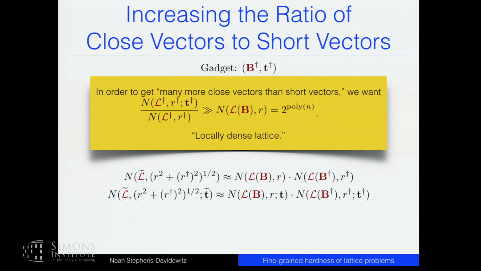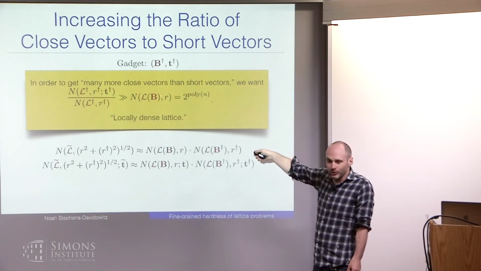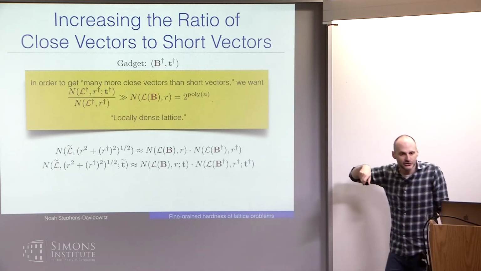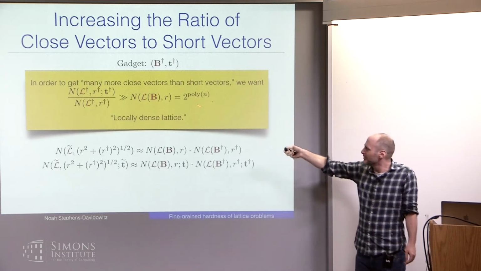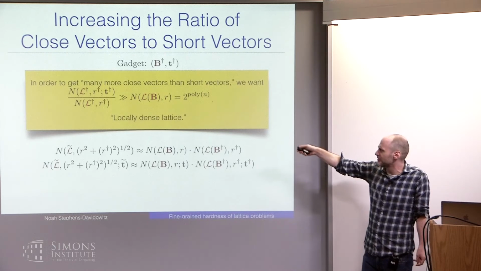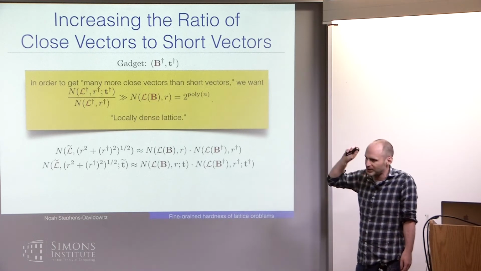So if we want the resulting lattice to have many more close vectors than short vectors, what we need is for this ratio, the number of close vectors in the gadget to the number of short vectors in the gadget, to be much, much larger than the number of annoying short vectors in our original lattice. And we don't really know what that number is, but it can't be greater than 2 to the poly n, because if they're short vectors, we should be able to write them down. And if we can write them down, then there are at most 2 to the poly n of them.